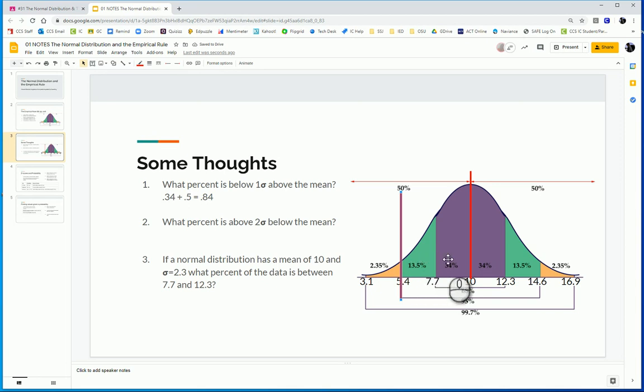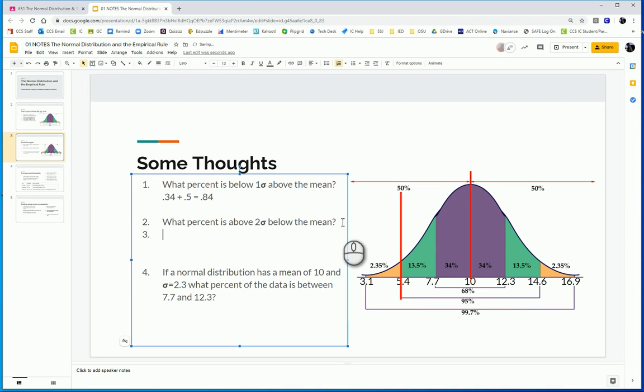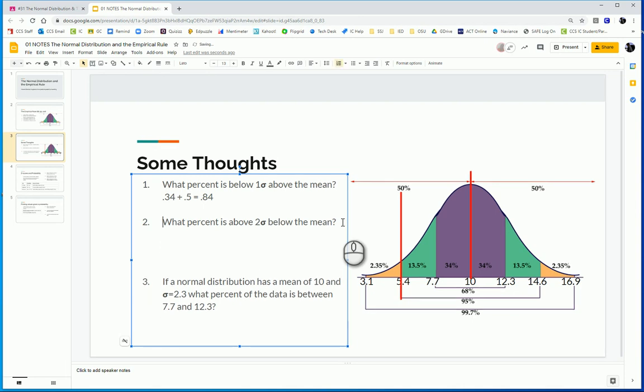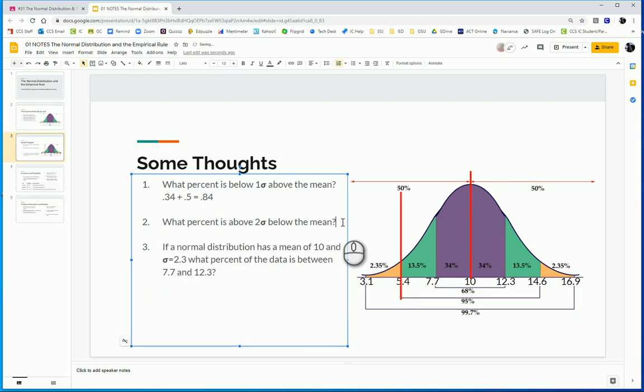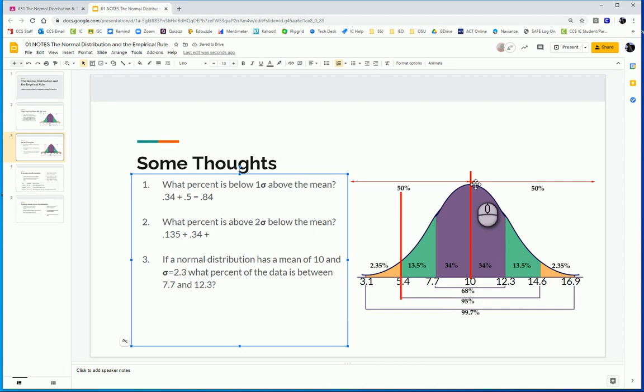So we want everything that's above that. So that would be 13.5% plus 34% plus, so that's these two sections, plus the rest of it, which is 50%, which equals 97.5% if we add those up.